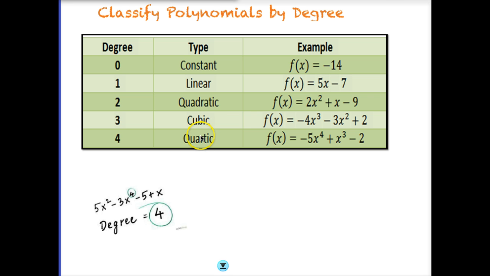So first, let's classify the polynomials by degree. If we have a degree of 0, and here's an example of what a function looks like with a degree of 0, notice that we have a y, but we have no x. That's called a constant function, because if you think about the line that this function makes, it makes a horizontal line. And let's actually draw that out, and I'll show you an example.